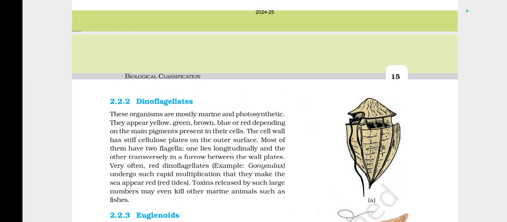Photosynthetic. They appear yellow, green, blue, red depending on their main pigment in the cell. The cell wall has stiff cellulose plates on the outer surface. Most of them have two flagella. One lies longitudinally and the other lies transversely.